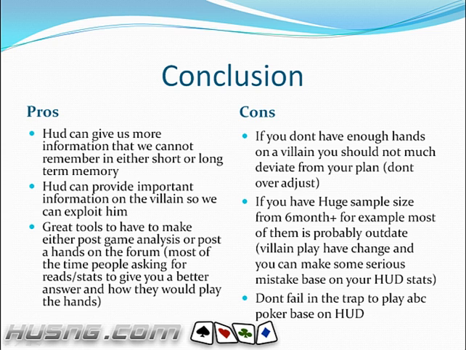If you have a huge sample size from 6 months or more, you should really clear them up, just because most of the time villains' play has changed and you can make some serious mistakes based on your HUD stats. So don't be confused by it. Don't fall into the trap of playing ABC poker based on your HUD.